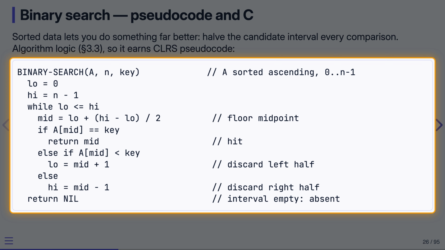If A at index mid is equal to the key, we found it, so we return mid. If A at index mid is less than the key, the answer must be to the right, so we move low to mid+1. Otherwise it is to the left, so we move high to mid-1. If the interval empties out, we return nil, meaning absent.